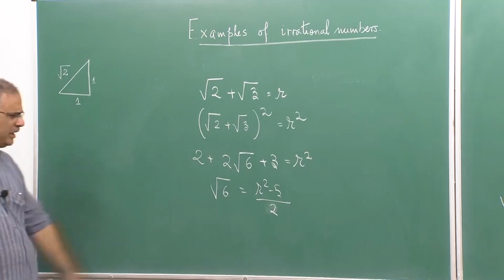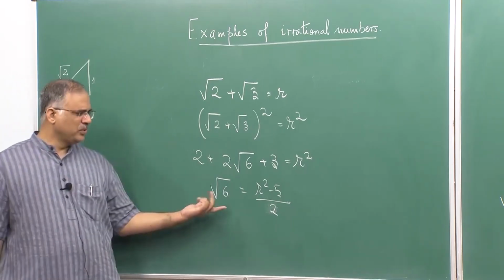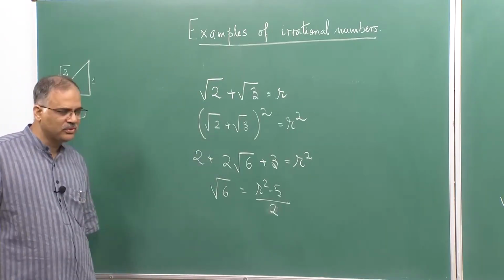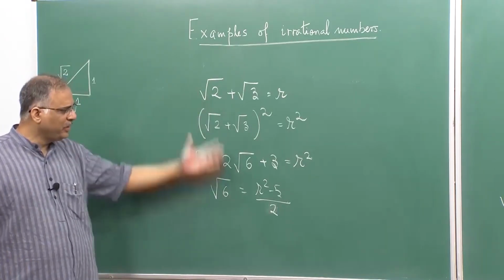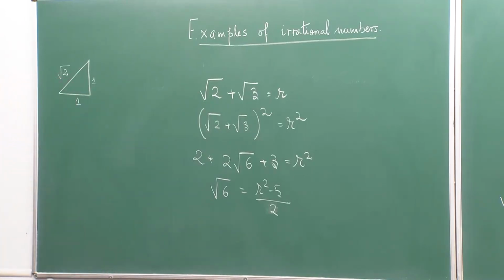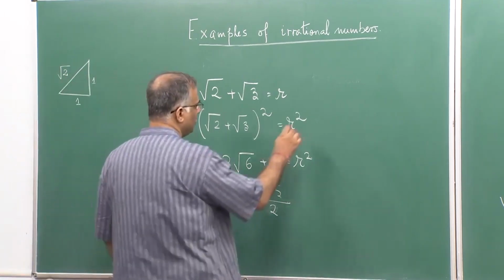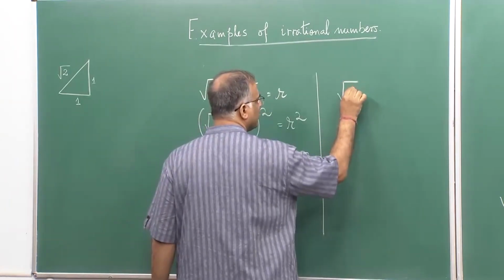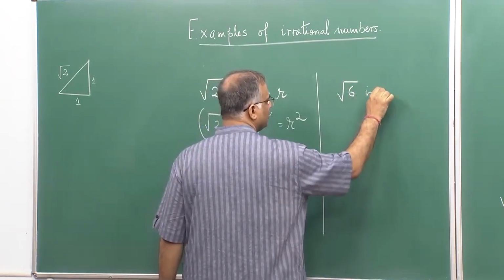Then the question would arise: is root 6 a rational number? If root 6 is a rational number, then what I am writing is true. So if you want to prove it irrational, you have to prove that root 6 is irrational, and that is exactly what I want you to prove. You can keep on thinking about this. So, how would you prove that root 6 is irrational?